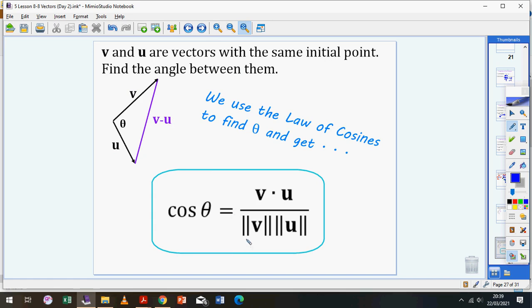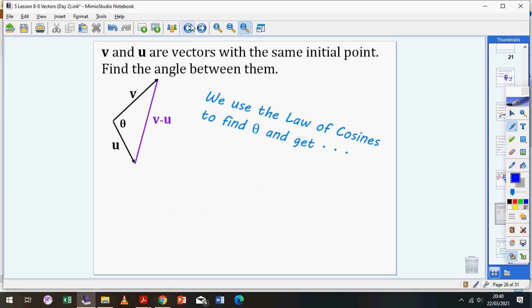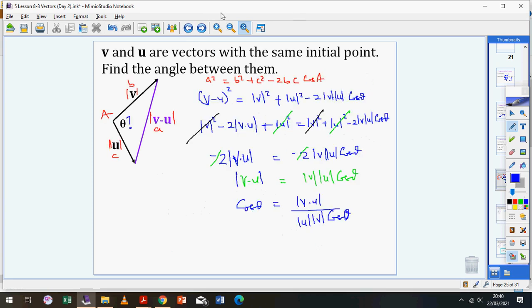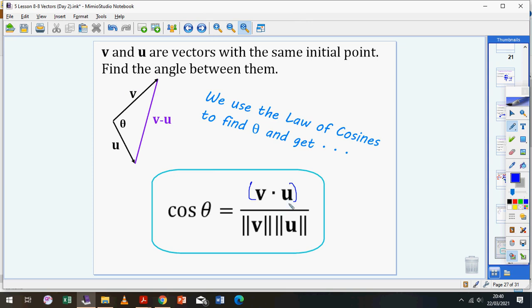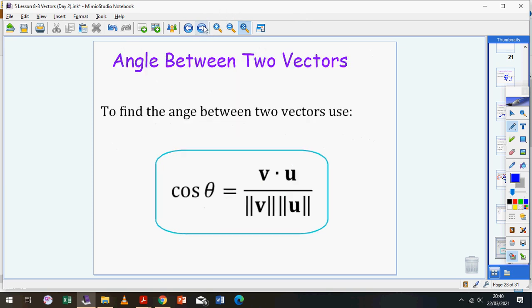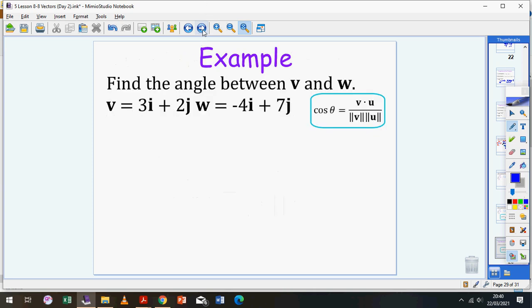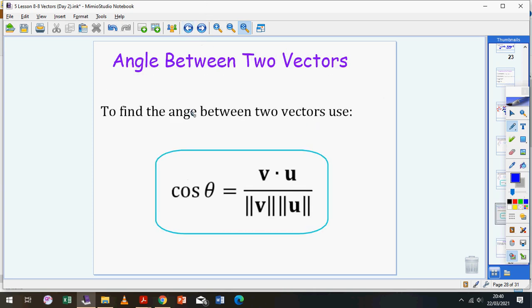If I want to find the angle between two vectors, I simply get the dot product of those vectors, divide that by the product of their magnitudes. So magnitude of v, magnitude of u, and on top is the dot product. You don't need to know any of this stuff that I did here, it's just for fun. So yeah, that's how you get the angle between two vectors. This is the formula. Cosine theta is the dot product divided by the product of the magnitudes.